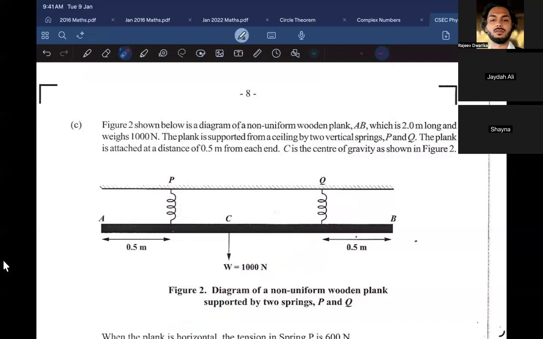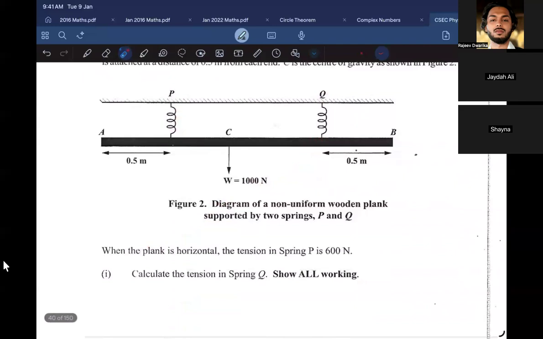So let's see what the question is asking of us. When the plank is horizontal, the tension in spring P is 600 newtons. So Jada, that upward force I was telling you about would be tension in this instance. Because you can imagine if you have a string holding up something, wouldn't there be tension on the string? Yes. Right, it's the same thing over here. Spring is like a metallic string. Cool. Calculate the tension in spring Q, show all working.